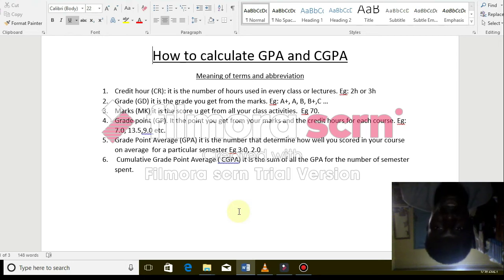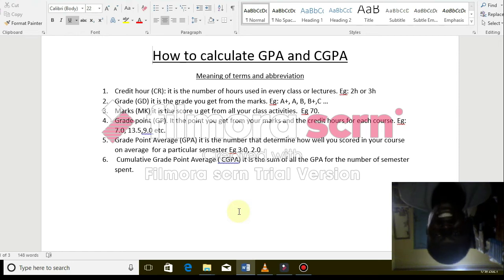Okay, and the GPA will determine the class that you get, whether first class, second class. So it depends on the GPA that you get. And we have 3.0, 2.0, and over here if you have 3.0, that is second class upper, so it is 3.0 to 3.99. Then 4.0 to 5 is first class. Okay, so that is the GPA.